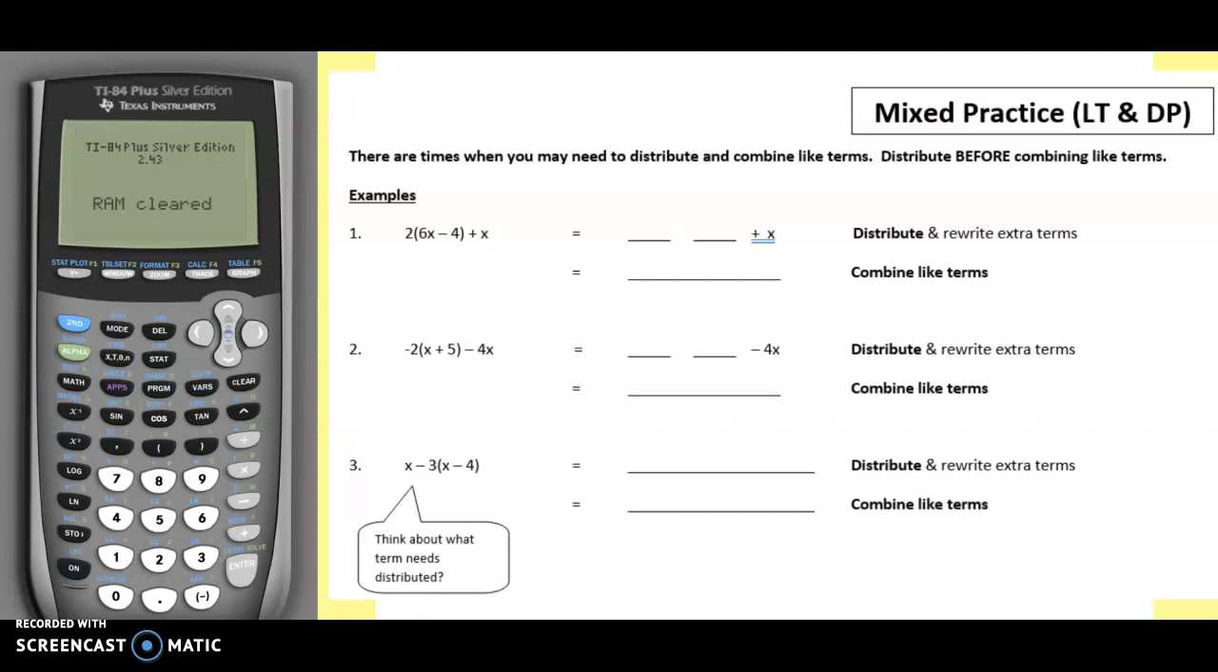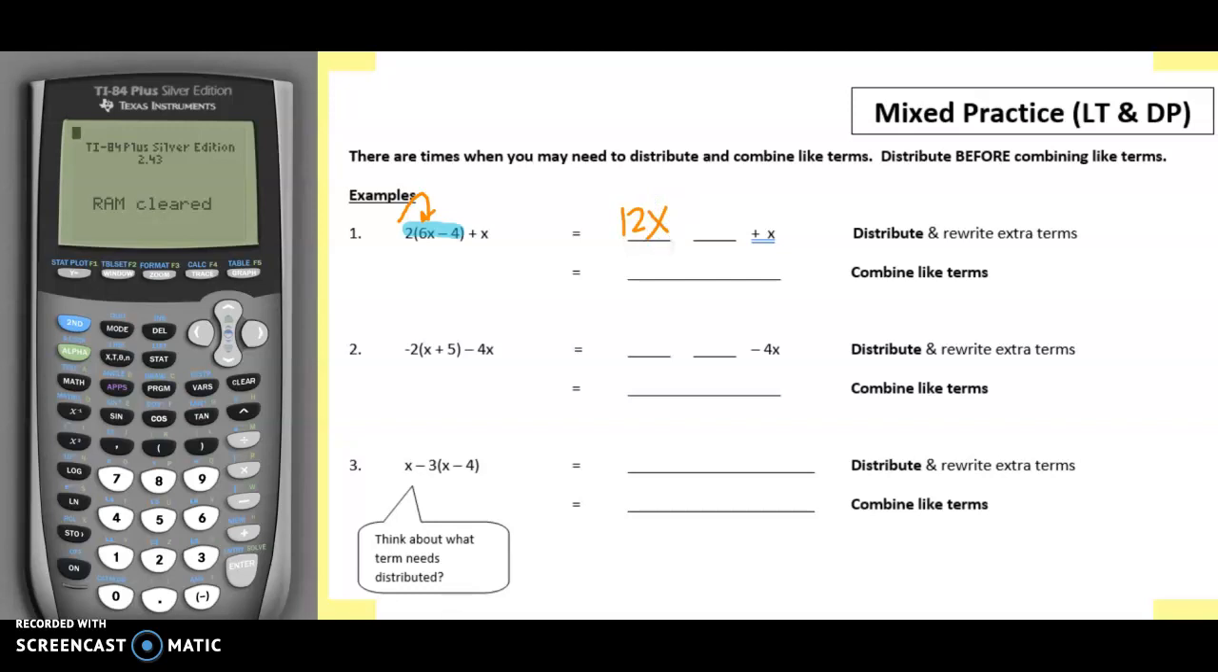So example number 1 here, and this can be found in your packet, I believe on page 31. We see the expression 2 times the quantity 6x minus 4 plus x. So again, your multiplication is going to come first, which in our problem is the first half. We identify a distributive property with those parentheses on more than one term. So looking to simplify here, we take that 2 and we multiply it by our 6x. So 2 times 6x is 12x.